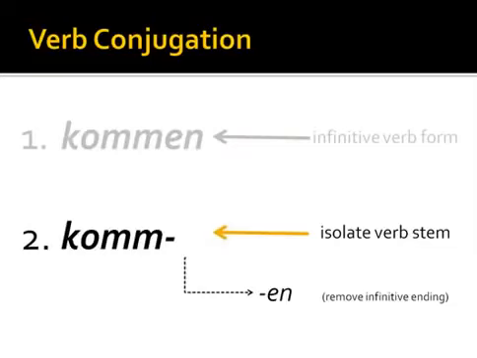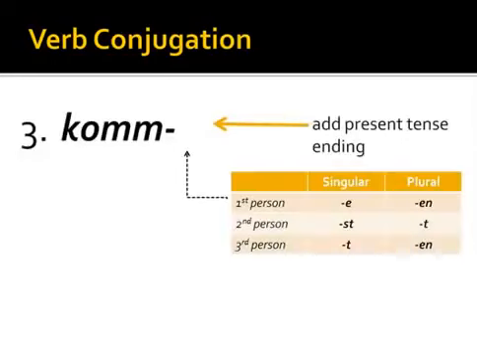Now once I've isolated the verb stem, I want to tack on the appropriate ending. So this requires me to know, am I using the first person, second person, or third person singular? Or is it plural? So the standard endings are, as you see on the screen: e, st, t, en, t, en.